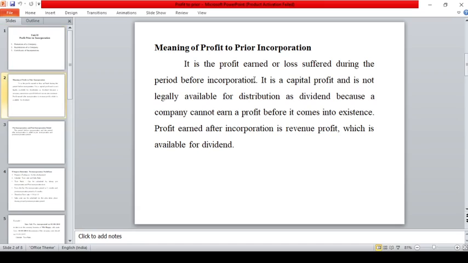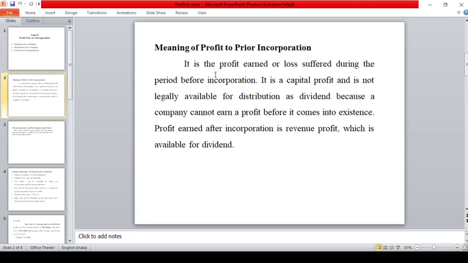Now see in the next slides, this is the meaning of profit prior to incorporation. It is the profit earned or loss suffered during the period before incorporation. Before incorporation of the company, whatever profit is earned as well as the loss, it is nothing but the profit before incorporation, and this profit or loss is known as the capital profit. It is not legally available for distribution as dividend, because a company cannot earn a profit before it comes into existence.